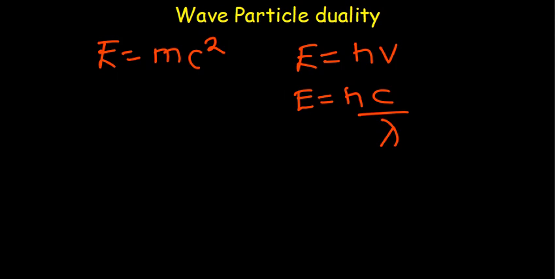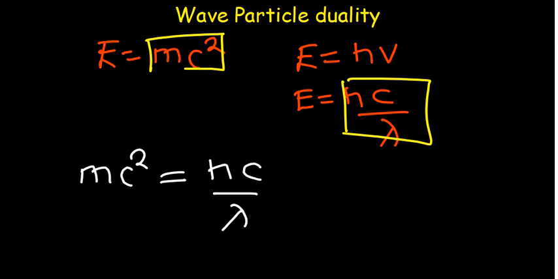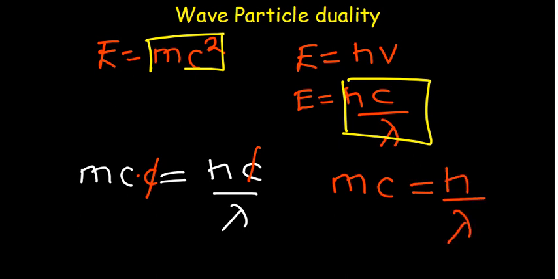So let's try to equate the two formulas. We see what we're going to have. So energy is the same, so we'll just get the right hand side of the two formulas. So we have the mass times speed of light squared is equal to Planck's constant times speed of light over the wavelength. So c squared means c times c, so one can go away. Okay, so cancel one c with the other c, so we remain with mc is equal to h over the wavelength.